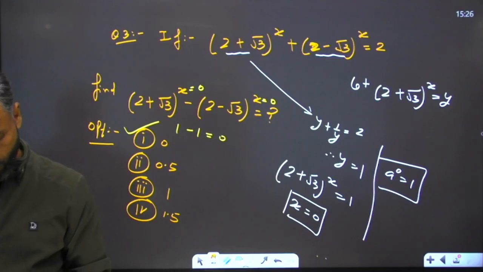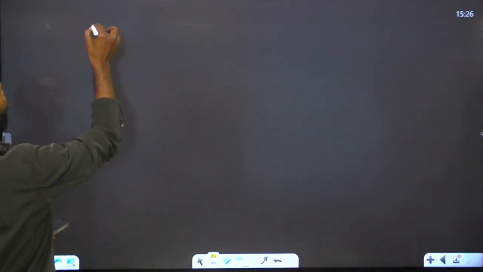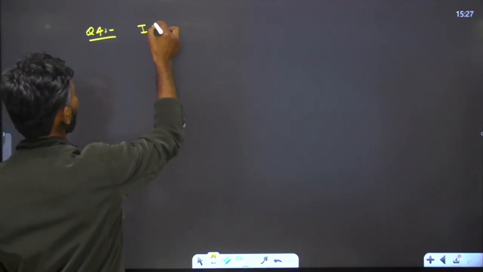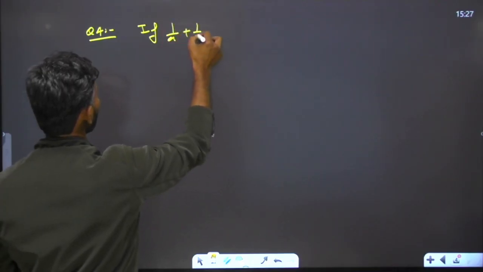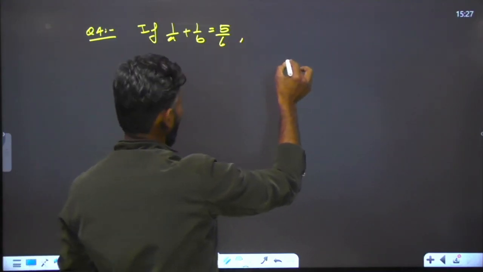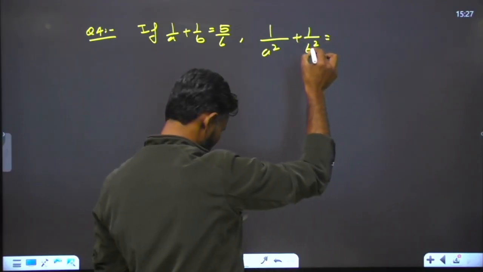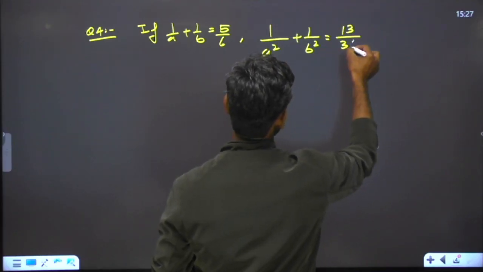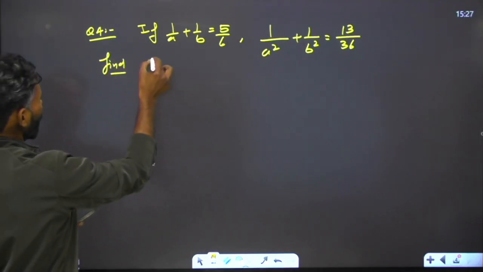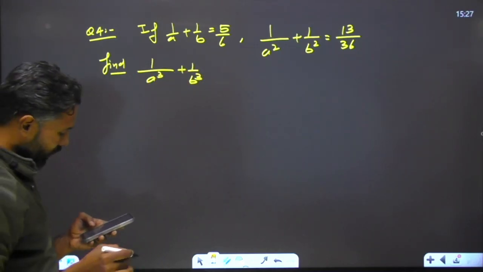And the question says, this is question number 4. We are just going to discuss question number 4. In question number 4 it is said that if 1 upon a plus 1 upon b is equal to 5 upon 6, and 1 upon a square plus 1 upon b square is equal to 13 upon 36, we just have to find out 1 upon a cube plus 1 upon b cube. We have to calculate the value of this one.